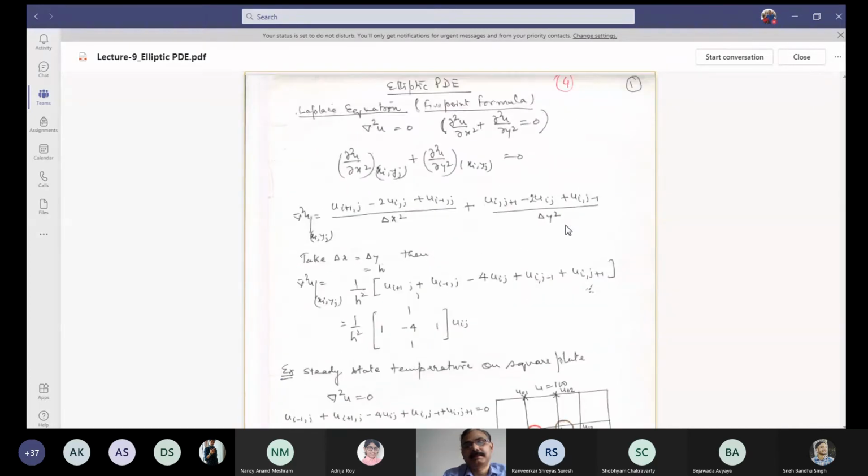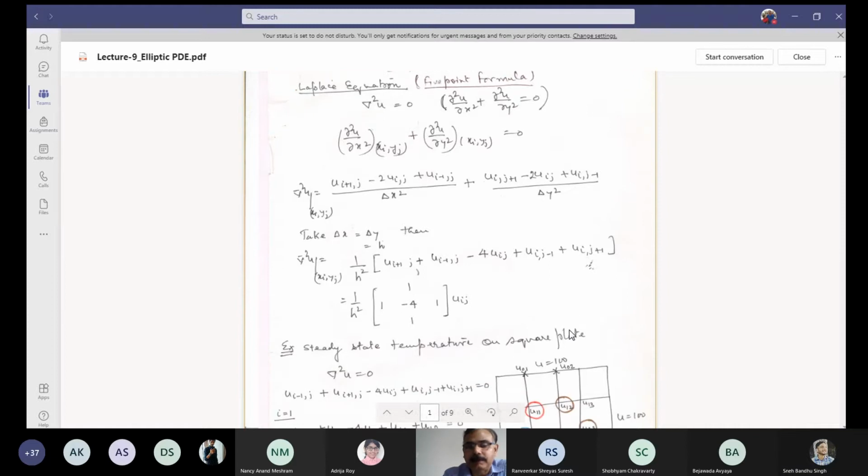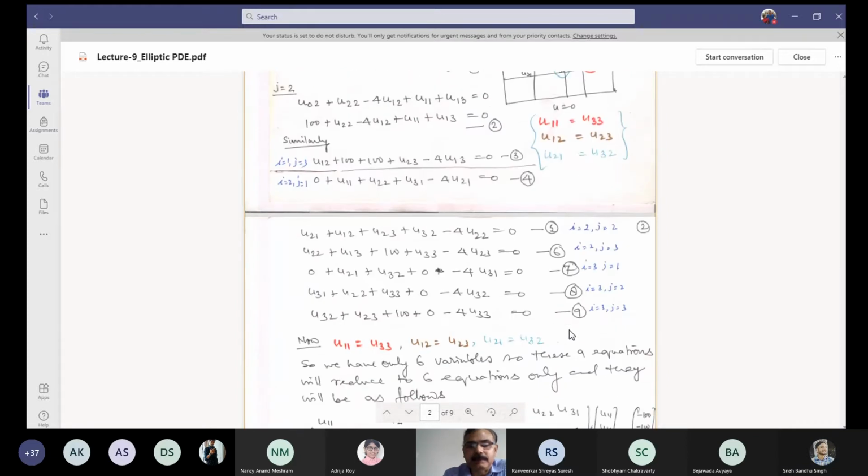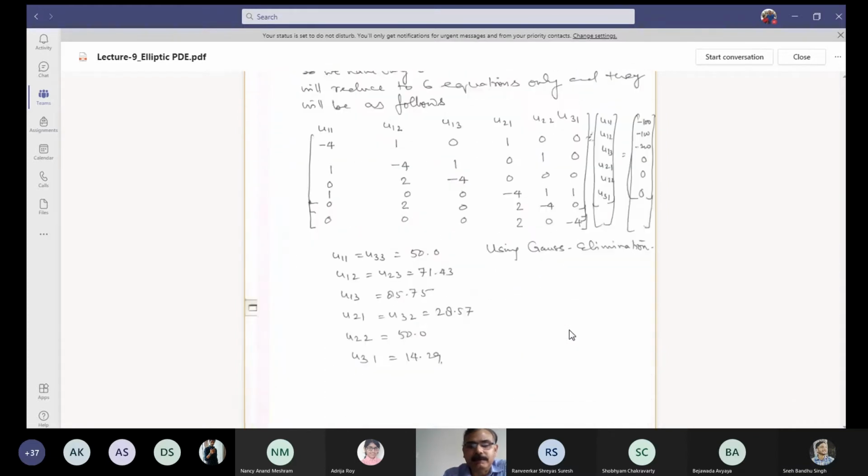The previous scheme was that del square u equals 1 by h square times the stencil minus 4, 1, 1, 1, 1 everywhere, meaning minus 4 u(i,j), plus u(i,j+1), u(i,j-1), u(i+1,j) and u(i-1,j). Is that right? Yes, sir. Right. So for this equation, which is in the form of a Poisson equation, what will be the equation?